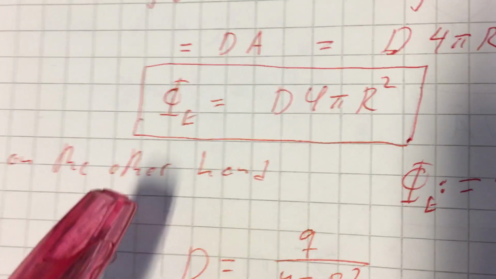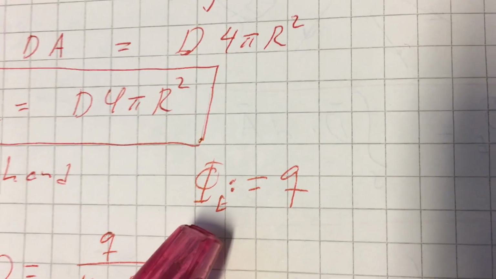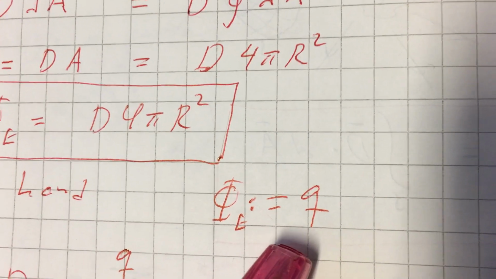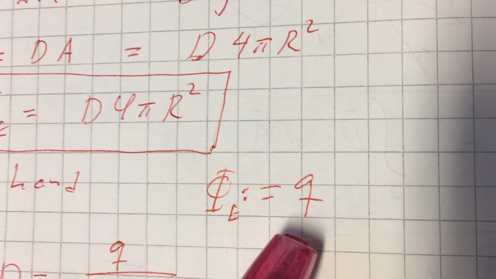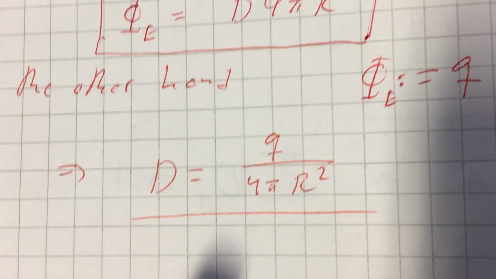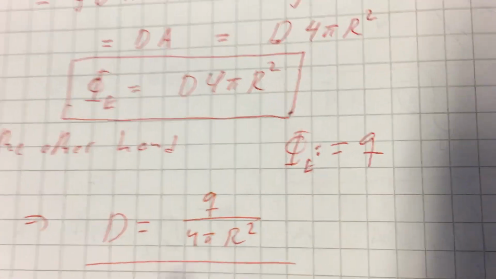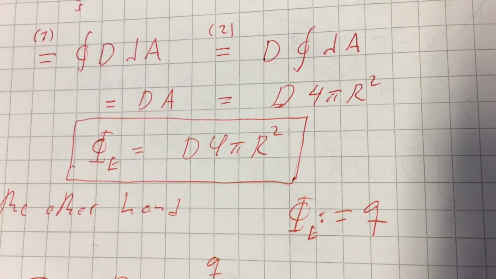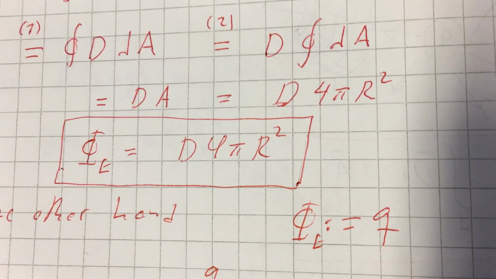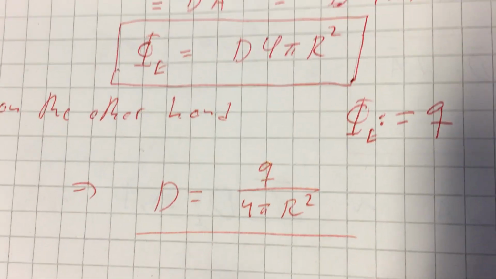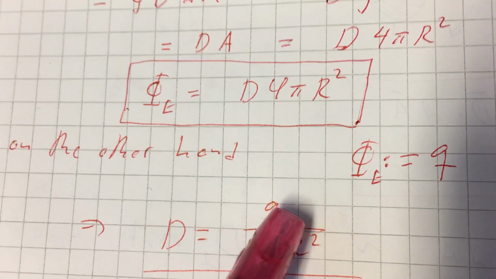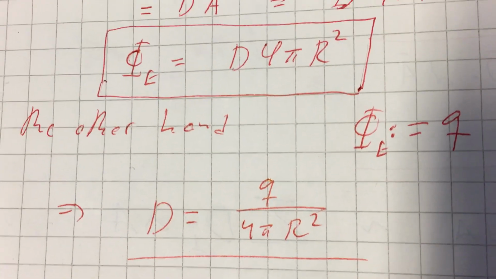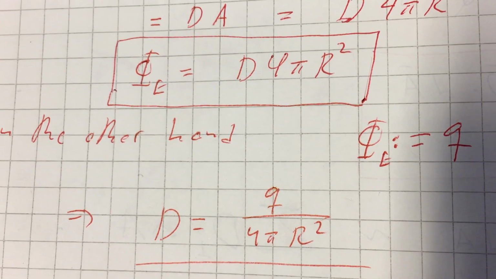On the other hand, we defined electric flux as the total charge inside a closed surface. So it's just this point charge q, and so we can equate these two ways to write the total flux, and so actually this flux density is just the charge divided by 4 pi r squared.